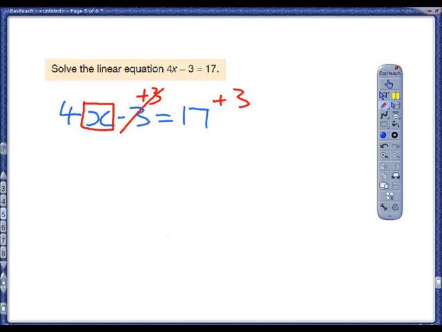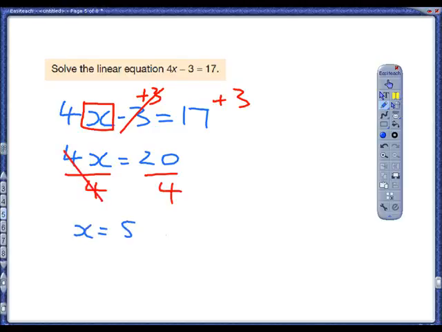And I'll start with the minus 3, and I'll just add 3 to both sides. Now that leaves me with 4x is equal to 20. Now using the same logic here, if I divide both sides by 4, it'll leave x by itself. So you get x on the left-hand side, and it's equal to 20 divided by 4, which is 5.